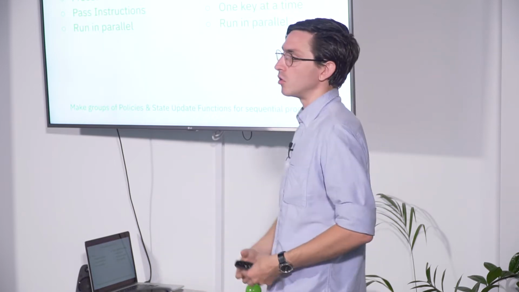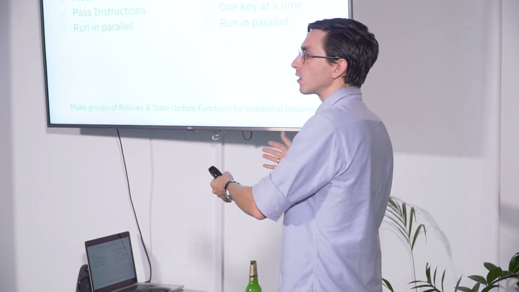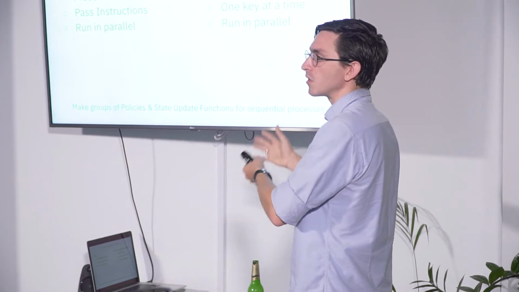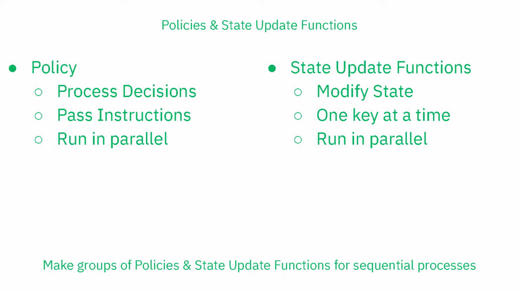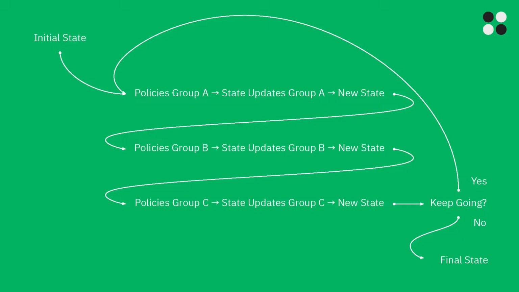So if a bunch of new users joined, probably the state update function would be different depending on that big group or loss of users, which is why you make groups of them. So you have groups of policies and groups of state update functions, and those run in a sequential process. To give you a little model of it, you can look at it here.